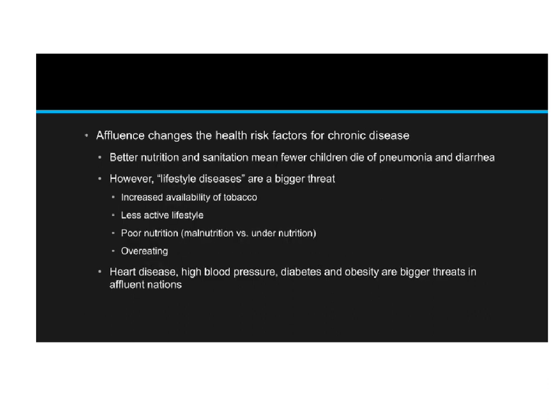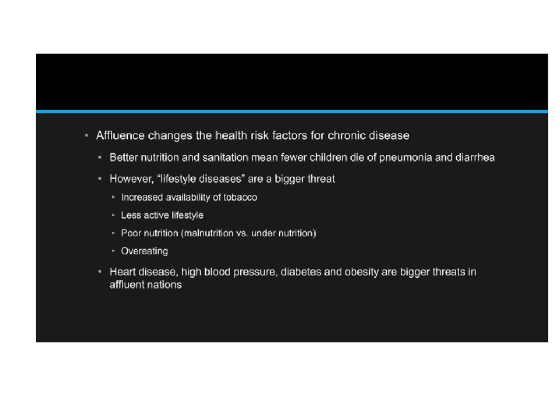Affluence changes the health risk factors for chronic disease. Better nutrition and sanitation mean that fewer children die of preventable diseases like pneumonia and diarrhea, and fewer actually even get them in the first place, just because nutrition and sanitation are better in developed nations or affluent nations.